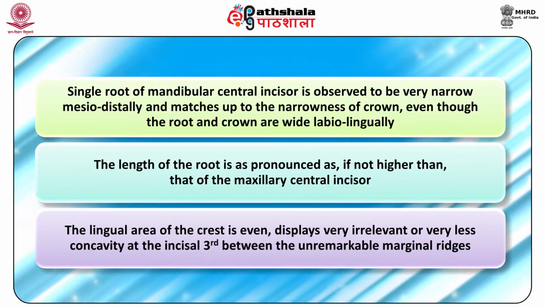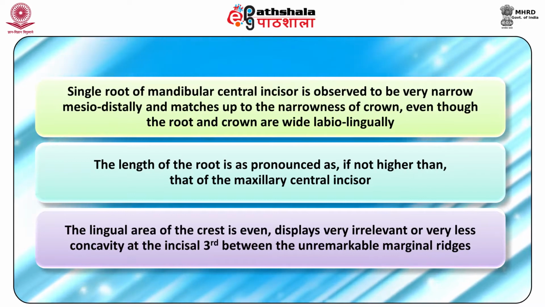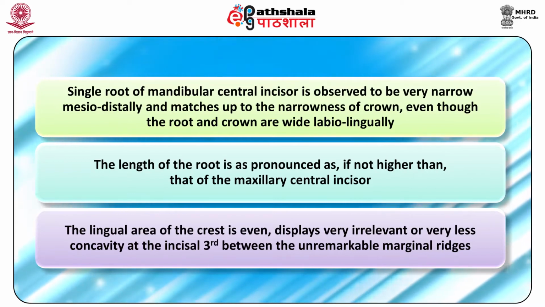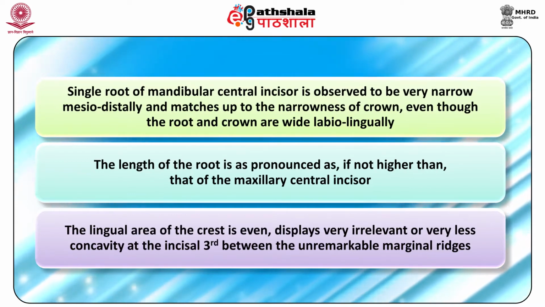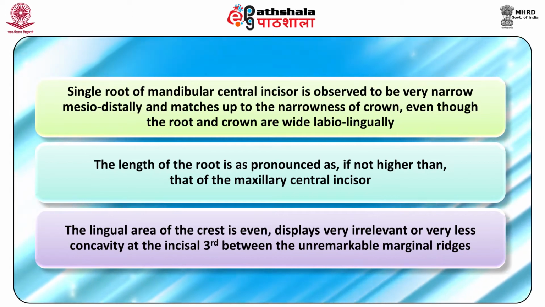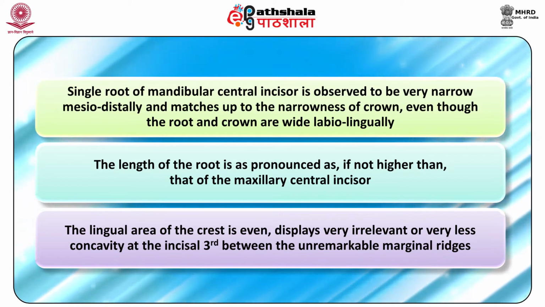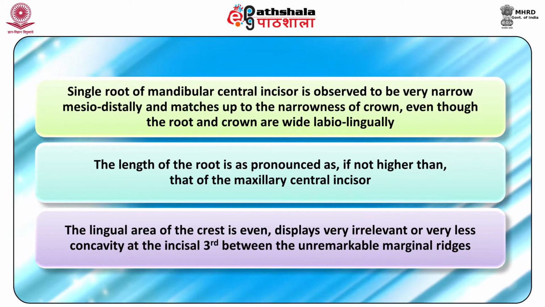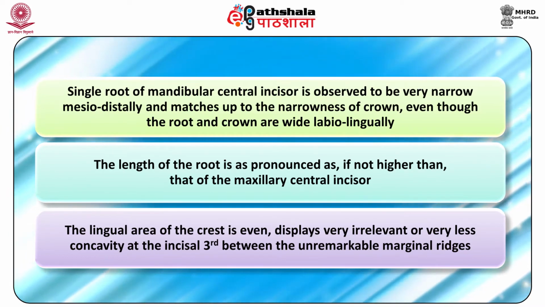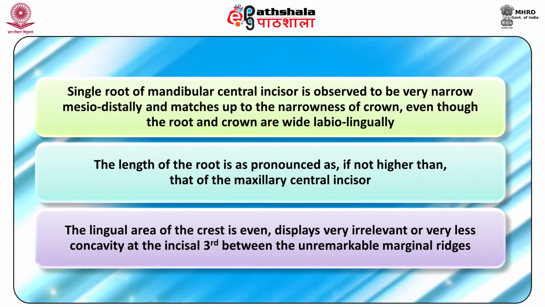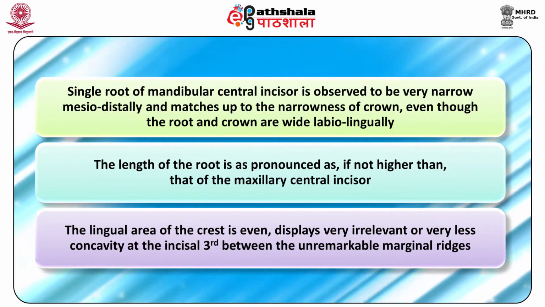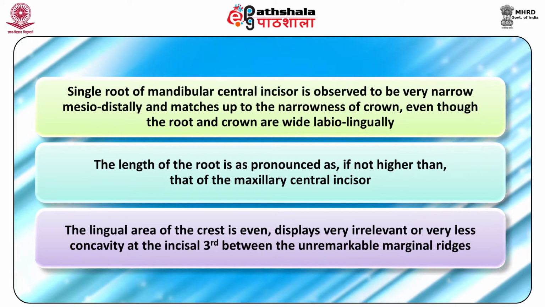The single root of the mandibular central incisor is observed to be very narrow mesiodistally and matches up to the narrowness of the crown, even though the root and crown are wide labiolingually. The length of the root is as pronounced as, if not higher than, that of the maxillary central incisor. The lingual area of the crown is even and displays very little concavity at the incisal third between the unremarkable marginal ridges.